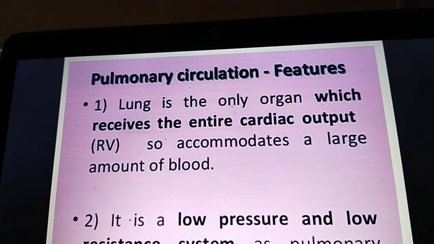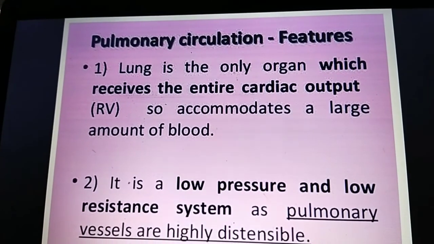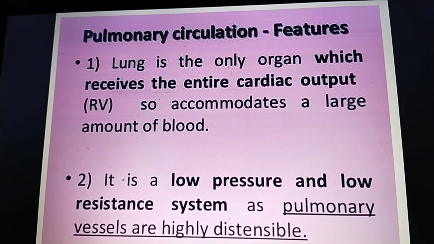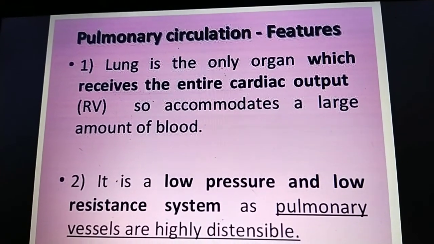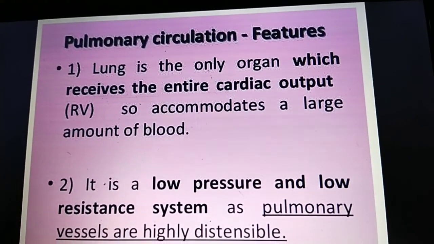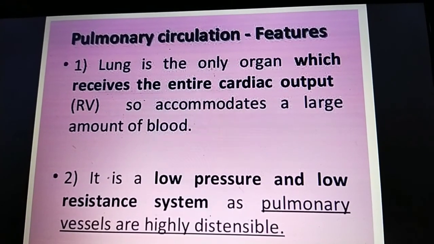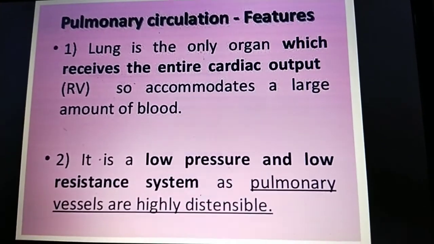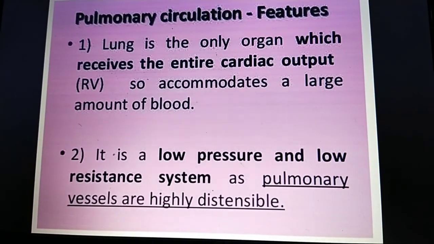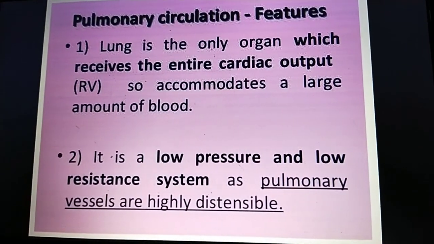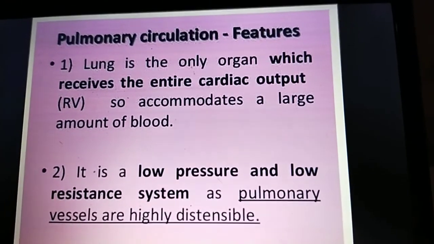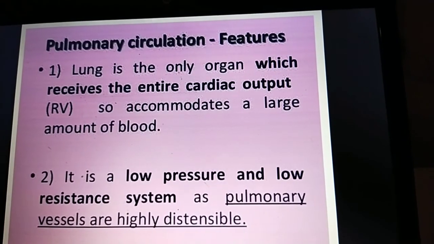What are the peculiar features of pulmonary circulation? The lung is the only organ which receives the entire cardiac output, that is from the right ventricle, so it accommodates a large amount of blood. It is a low pressure and low resistance system, as pulmonary vessels are highly distensible. These are the peculiar features of the pulmonary circulation.